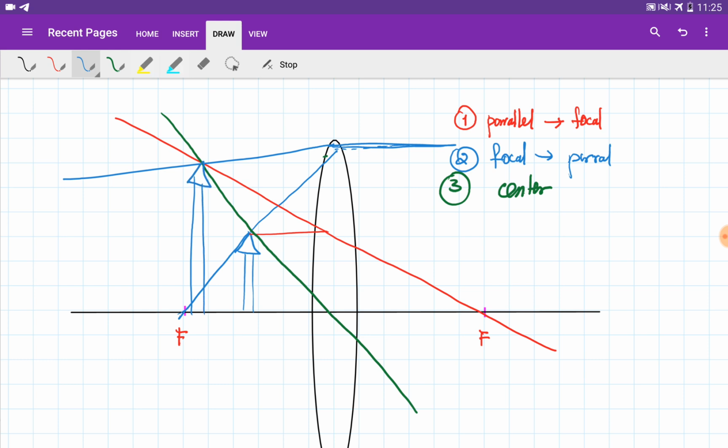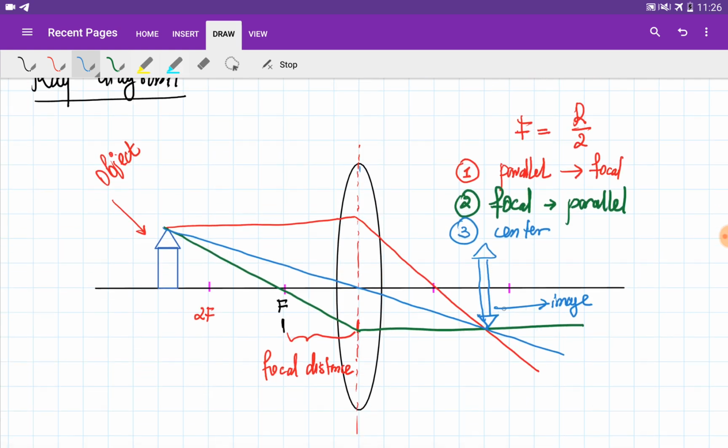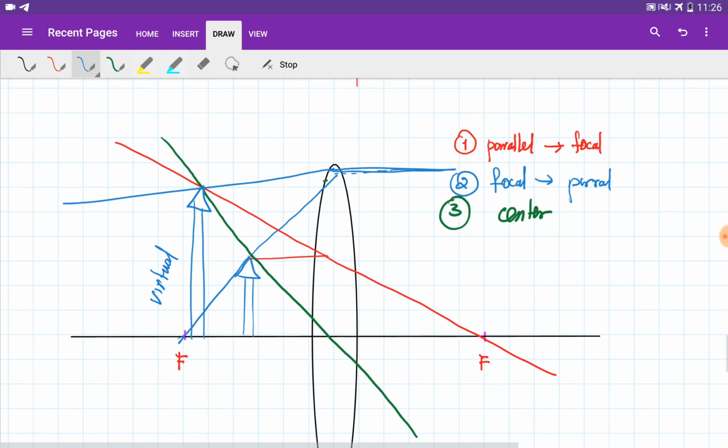So do you see? In this case, the image is going to be on the same side as the object. So this kind of image is called the virtual image. So this is going to be our virtual image, and this kind of image, which is on the other side of the object, is going to be called a real image. So this is the real one, and this is going to be a virtual one.